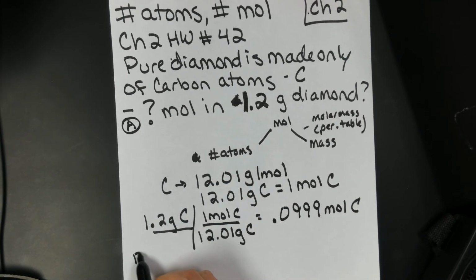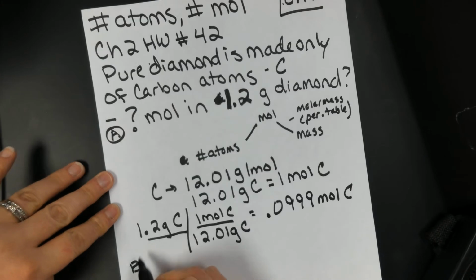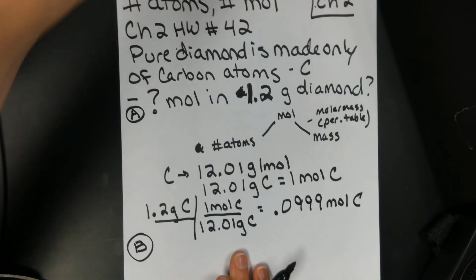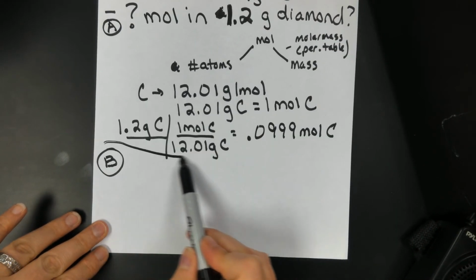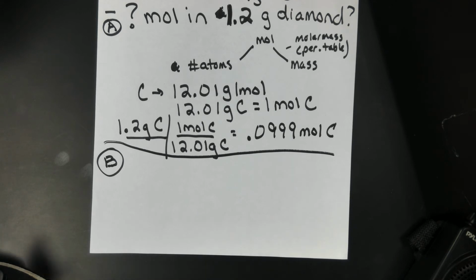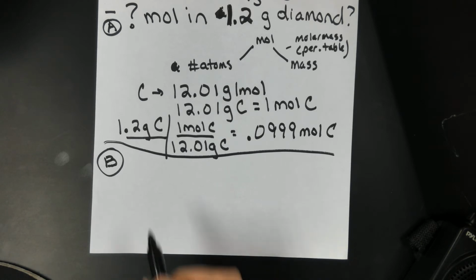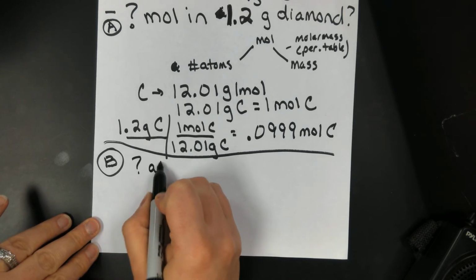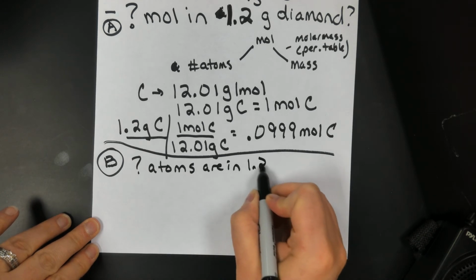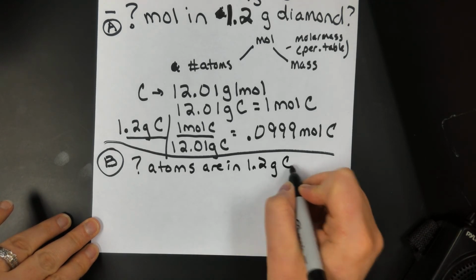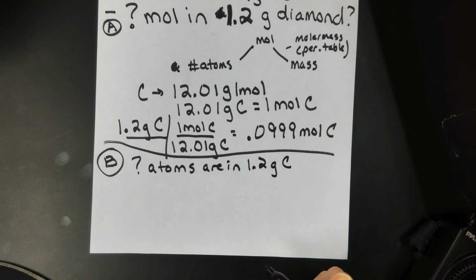There is a part B to the problem. Woo! This question is asking how many atoms, let me double check. Yeah, how many atoms are making up this diamond? How many atoms are in this 1.2 gram carbon diamond?